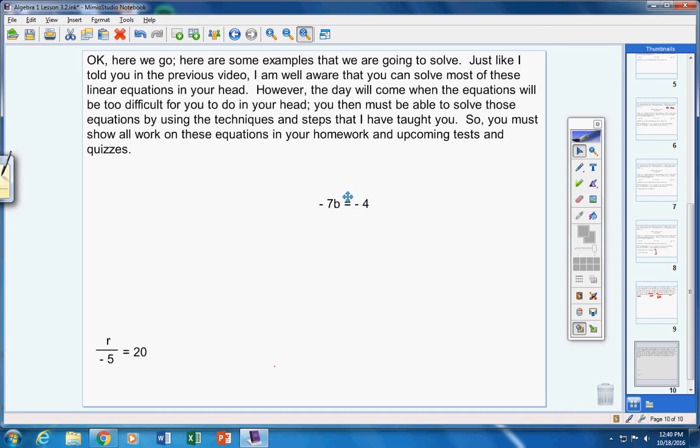Okay, you can work it if you want to. Make sure you keep one eye up here. Make sure you're doing it correctly. Okay, step 1, simplify both sides.